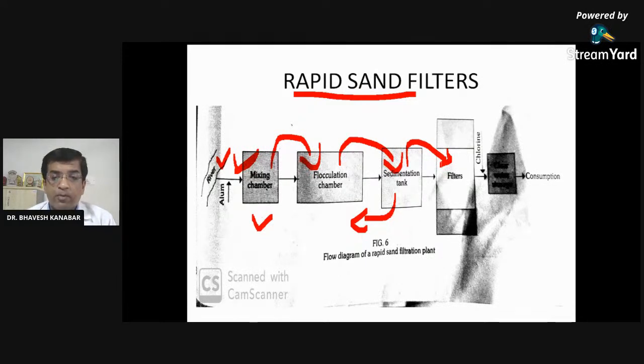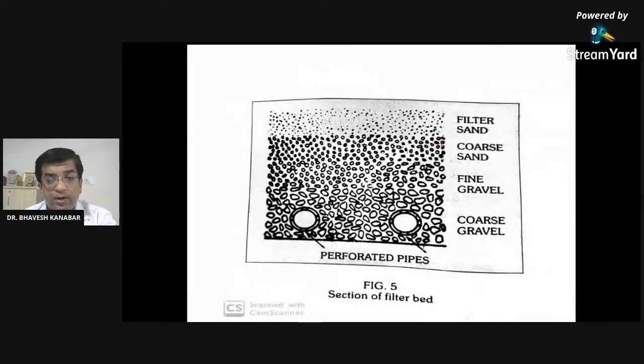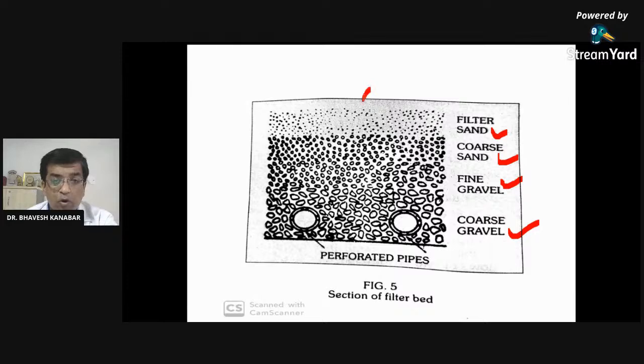There are multiple filter beds in a water filter plant. From that, this filter bed is made up of such. This is the filter bed section. It is made up of filter sand, coarse sand, fine gravel, and coarse gravel. So water is passing through all these types of gravel and sand.